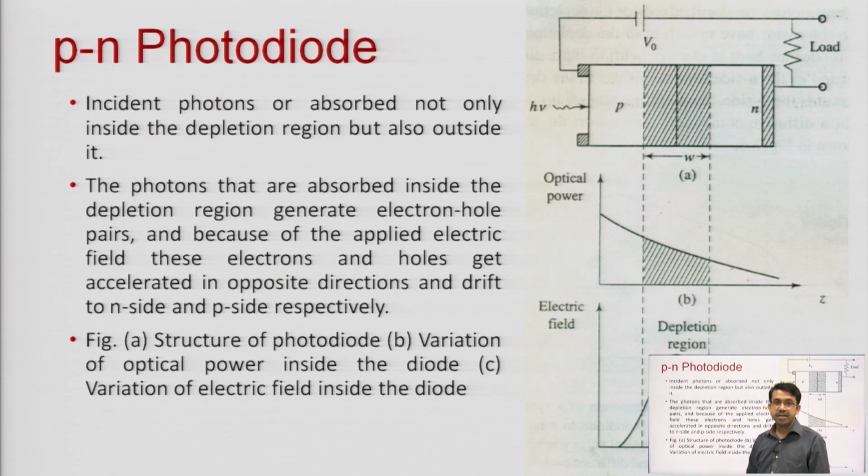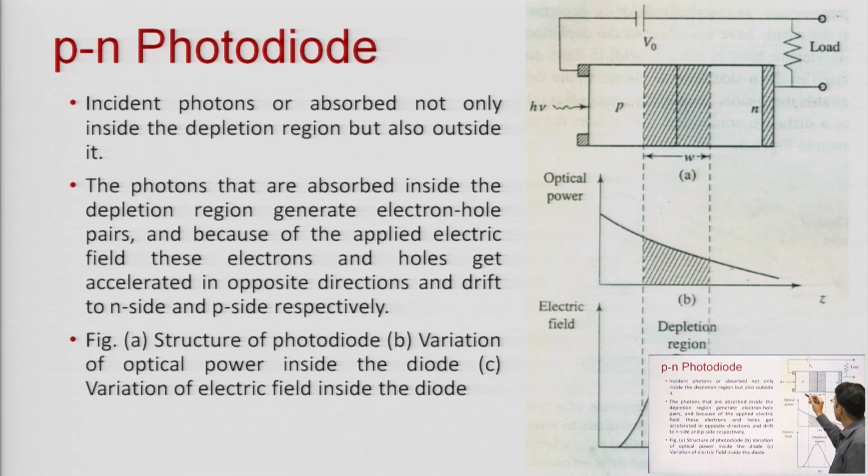So, this is the slide that we discussed in our previous lecture. Photons are absorbed in all the regions: in p type, in the junction region, in n type, but only the photons that are absorbed in this region contribute to the output current. Only the electron and hole pairs generated in this region contribute to output current.